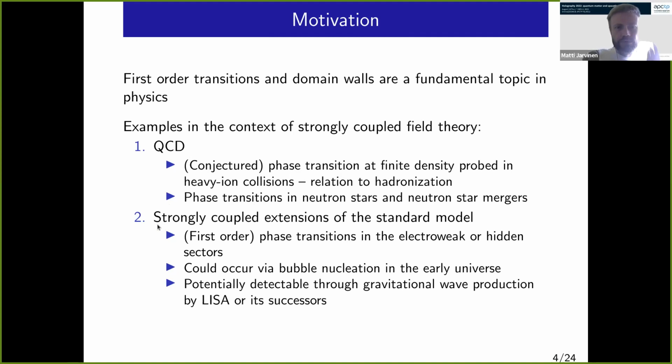But then you could also have a strongly coupled extension of the standard model, which could drive a first order phase transition in the electroweak or in some hidden sector. This first order phase transition could take place through bubble nucleation in the early universe, and it could give rise to gravitational wave production that could be detected by the LISA gravitational wave observatory or some of its successors.